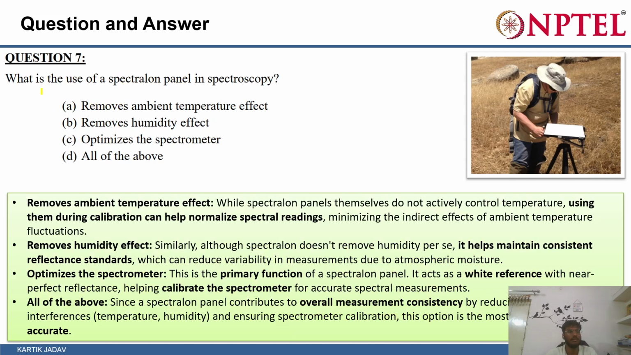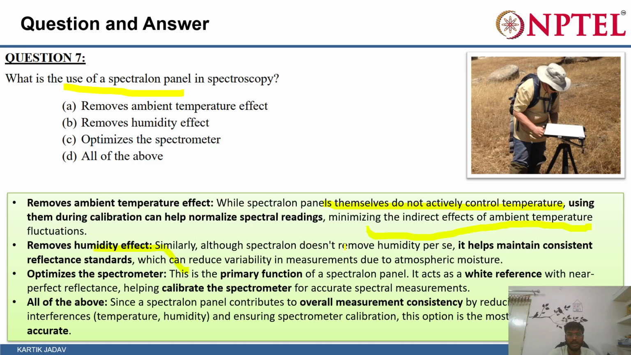Question number 7. What is the use of a Spectralon panel in spectroscopy? So we know that a Spectralon panel in spectroscopy removes ambient temperature effect. While Spectralon panels themselves do not actively control temperature, using them during calibration can help to normalize spectral readings and minimize the indirect effects of ambient temperature fluctuation. It removes the humidity effects also.